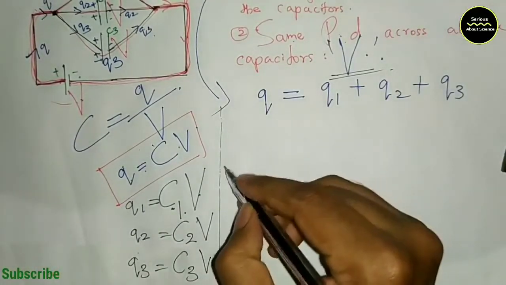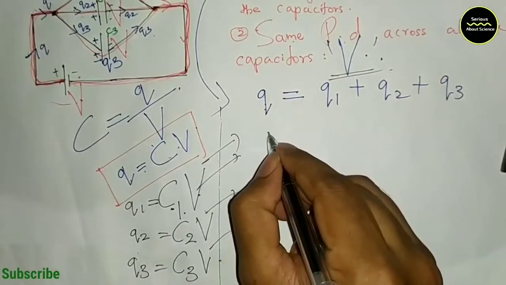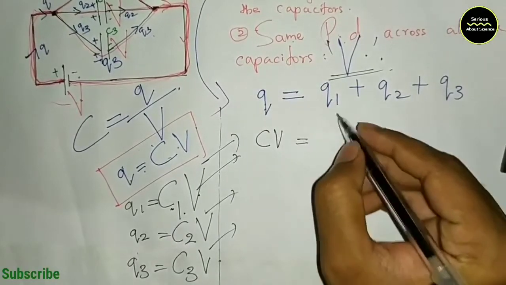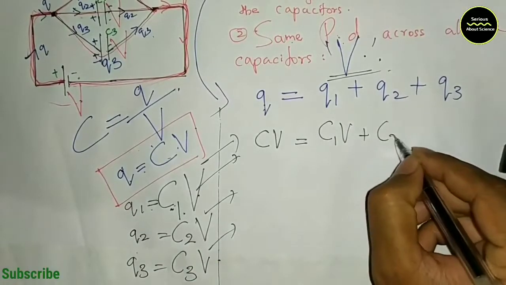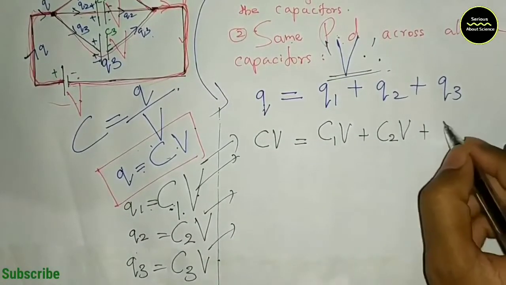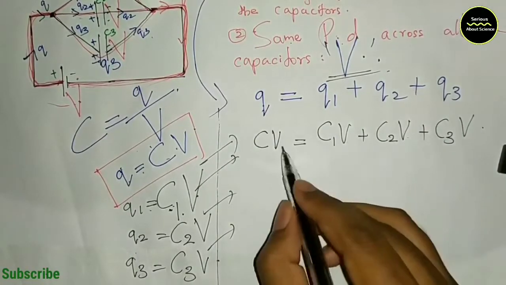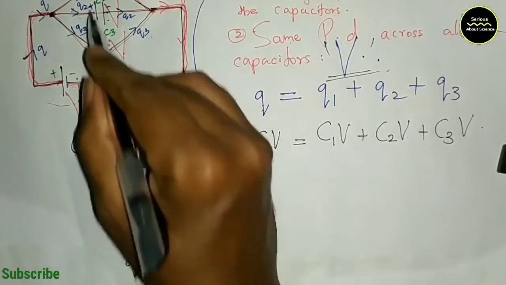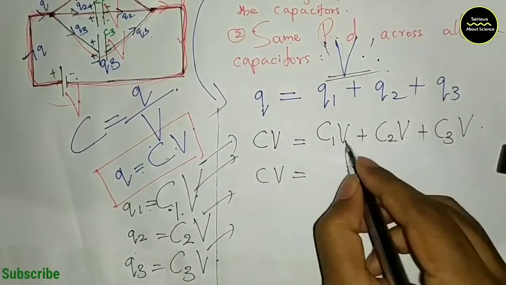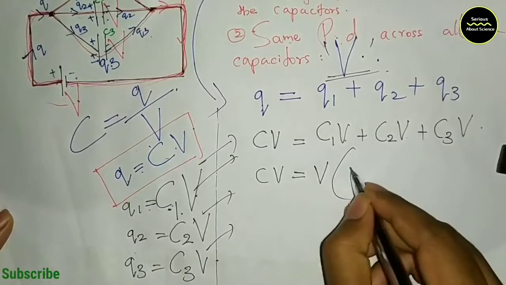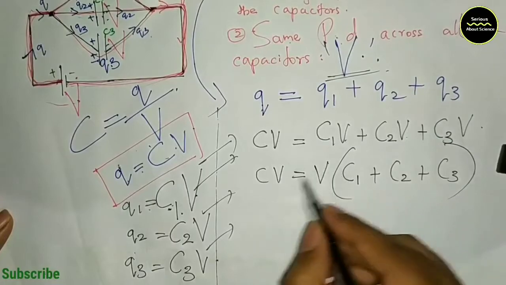After getting these equations, we can substitute in the given equation, that is Q equals Q1 plus Q2 plus Q3. Instead of those values, we can substitute CV, C1V plus C2V plus C3V. So CV will be equal to C1V plus C2V plus C3V. Here you can see V is a common term, so V can be taken outside the bracket. CV equals V into C1 plus C2 plus C3.